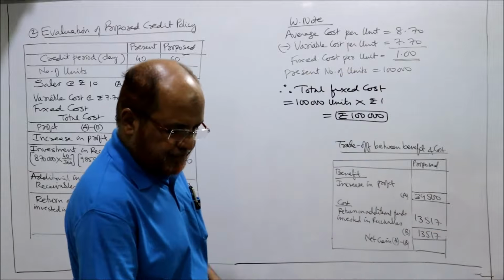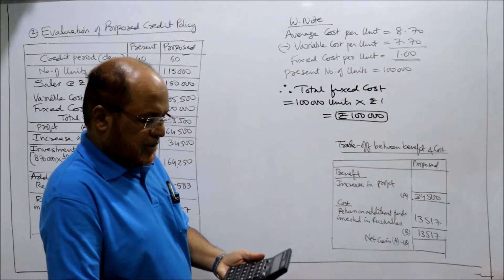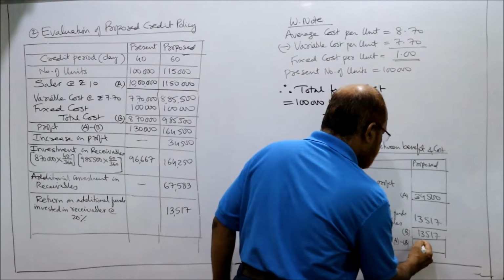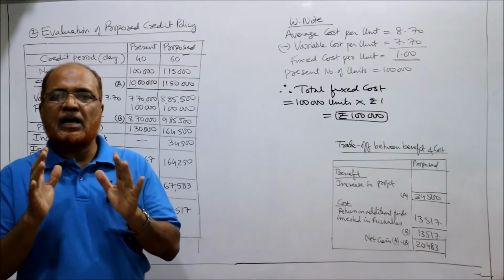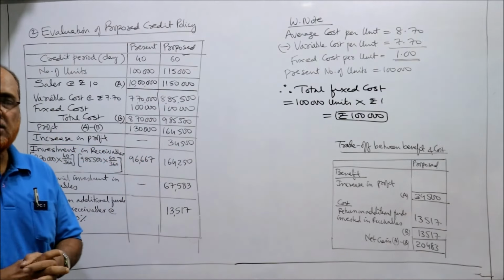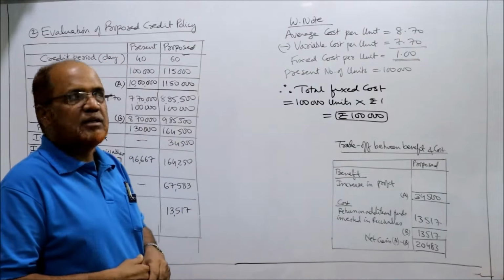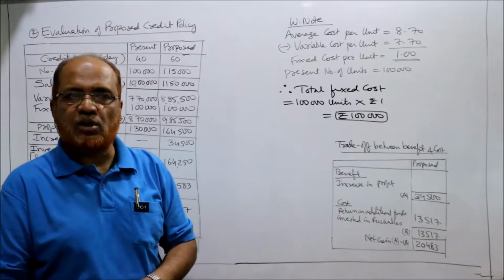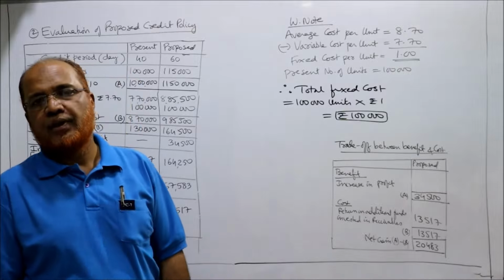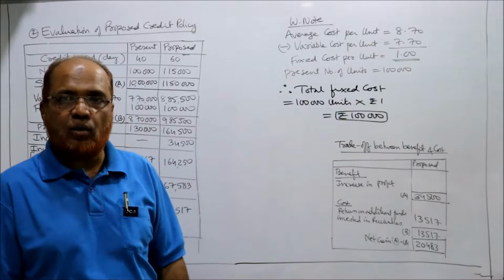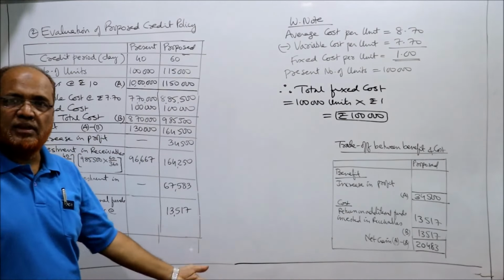Now we subtract 34,500 minus 13,517, which is 20,983. Finished. Now you have to give the conclusion. The conclusion is, it is suggested to adopt the proposed policy of 60 days since there is a net gain of rupees 20,483. There is a gain, a benefit of 20,483, therefore accept it and increase the credit period from 40 days to 60 days. That's it.